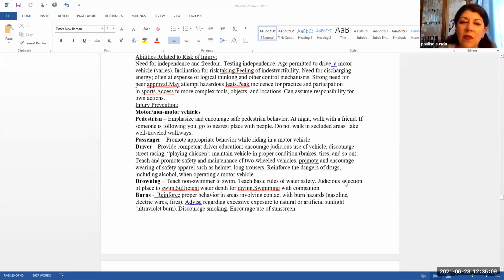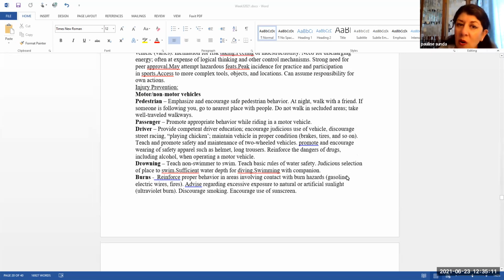So first things first, motor vehicle or any kind of vehicle related accidents, because it could be they weren't driving, but maybe they were walking. So the pedestrian, you want to encourage safe pedestrian behavior. If they are walking at night, walk with a friend. If you feel like someone's following you, go to the nearest place with people. Don't walk in secluded areas. You want to walk in well-traveled areas.